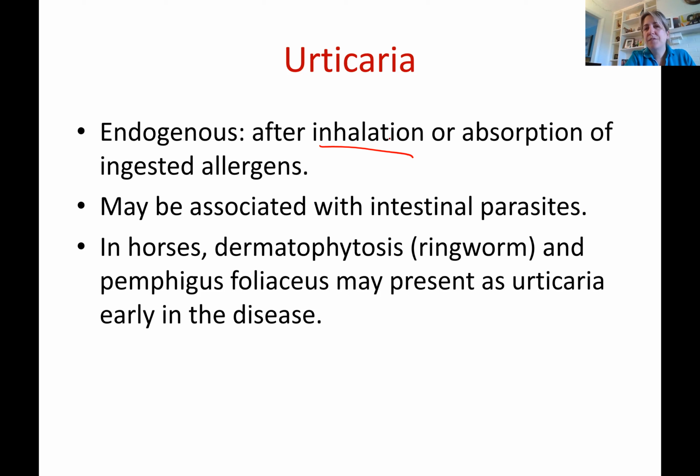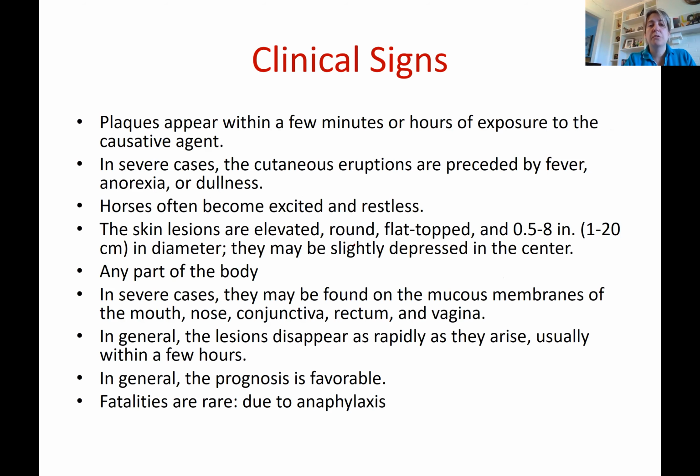You have to differentiate, because certain diseases can start as urticaria in the beginning, such as pemphigus and ringworm. But if it comes and goes quickly, it may just be urticaria. You just need to figure out if the treatment is not improving for urticaria, it may be something else. Plaques will appear quickly, okay?